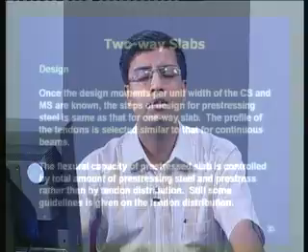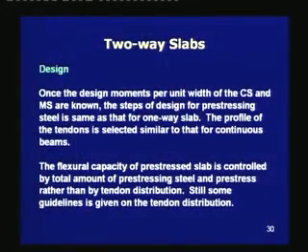Now, for a two-way slab, once we know the design moments per unit width, then the design is similar to that of one-way slab, and the selection of the cable profile is similar to continuous beams that we had studied earlier. The flexural capacity of prestressed slab is controlled by total amount of prestressing steel and prestress rather than by tendon distribution. Still, some guidelines are given on the tendons distribution.